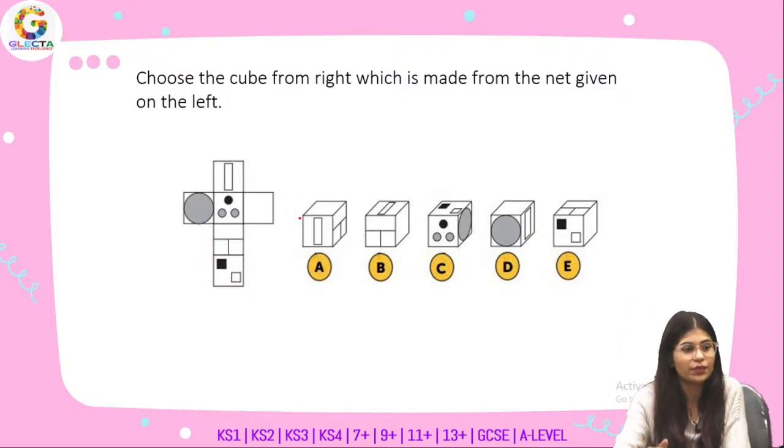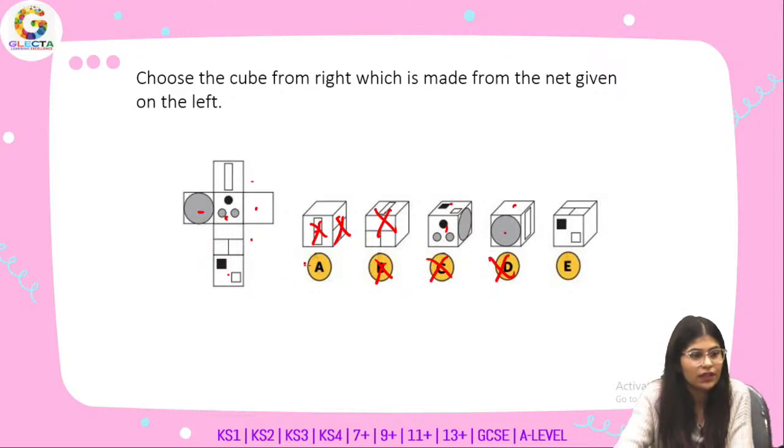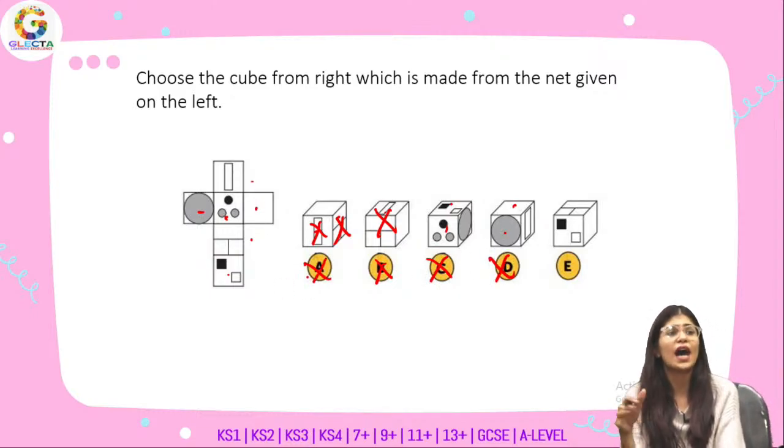Okay, let's look at this. First, I'm cutting down the opposites, doing nothing else. Look at this and this. They are opposite, so definitely not. Now, moving on to the second one. This and this, this and this, opposite. So definitely no. This and this, this and this, opposite. So no. This and this, this and this, opposite. So A, B, C, and D go out of the question.